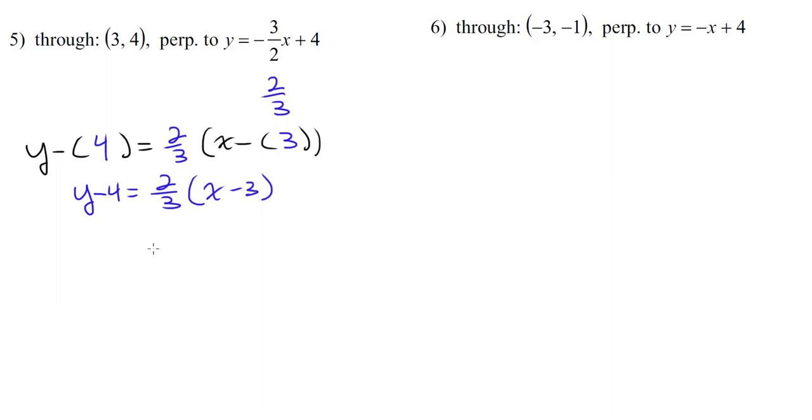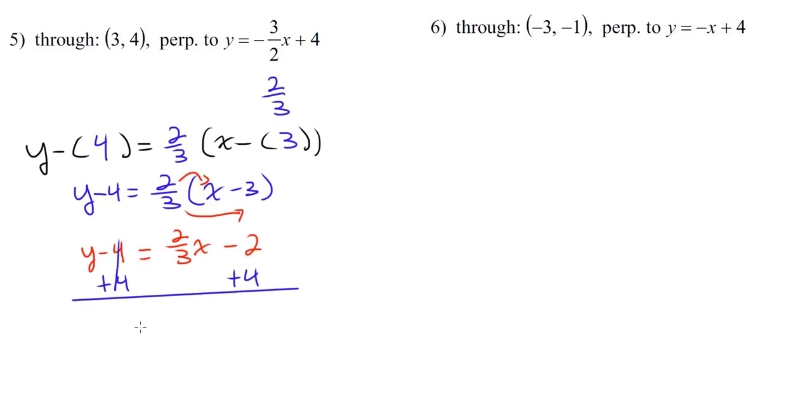Now we're going to distribute. 2/3 times x is 2/3 x, and 2/3 times negative 3 is negative 2. We bring down the y minus 4. And now all we have to do is get rid of that negative 4, so we're going to add 4 to both sides. On the left, these cancel out, leaving us with y. And on the right, negative 2 plus 4 is positive 2. So that's our answer: y equals 2/3 x plus 2.